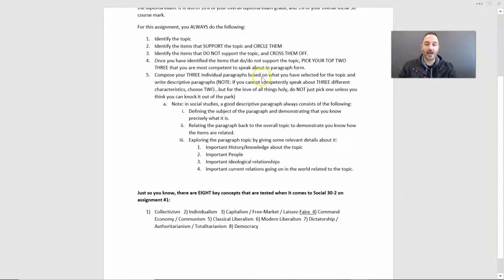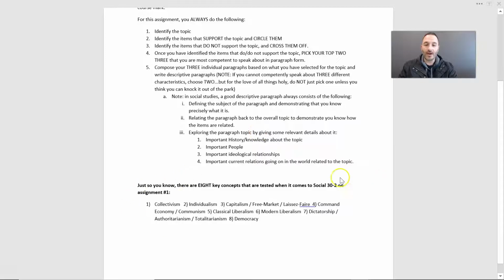Now, just so you know, at the bottom of the document here, I put what those themes, what those topics actually are, and they're pretty darn general. If you're walking out of Social 30-2 and you don't know these, you haven't been paying attention. Okay, so first one, collectivism and individualism. We've had assignments on collectivism, we've had them on individualism. Next one, capitalism / free market / laissez-faire. You need to know all those terms.